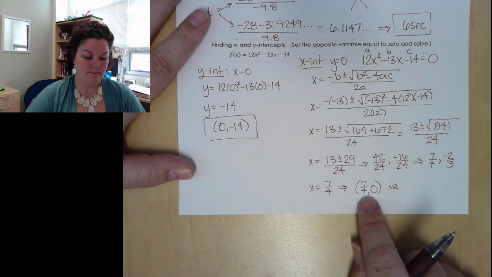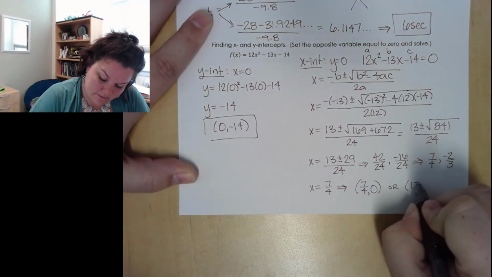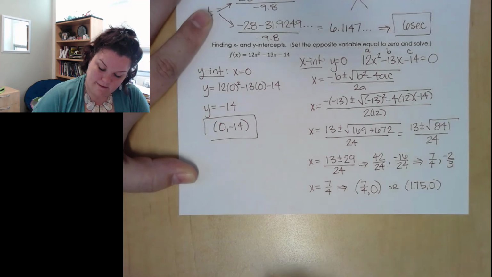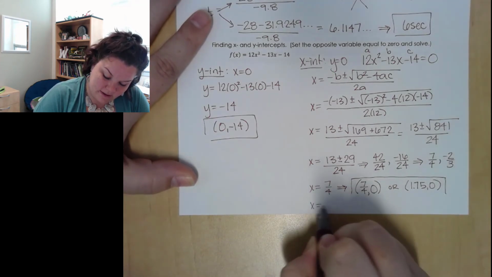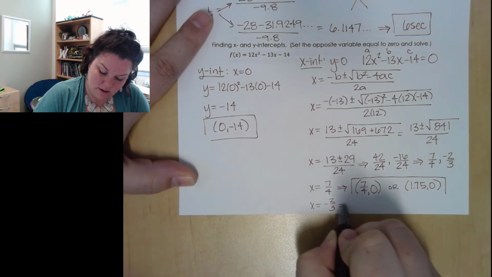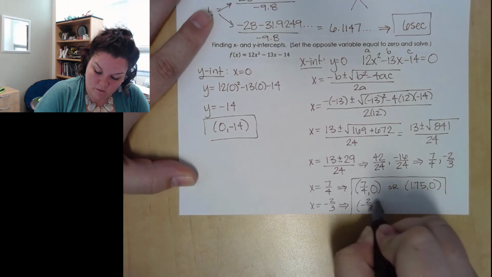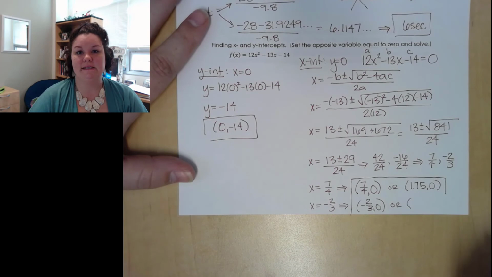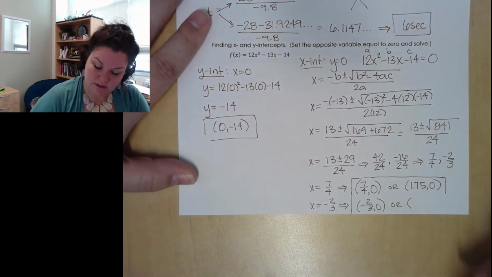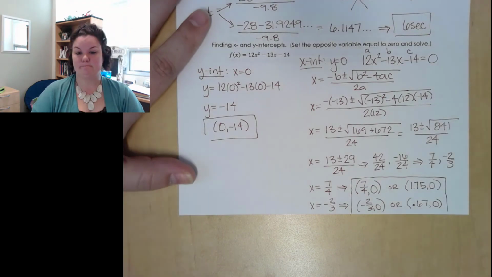If I do 7 divided by 4, I get 1.75, so this would be 1.75 comma 0. Okay, so those are my first x-intercepts. And then when I do x equals negative 2/3, I could write that as negative 2/3 comma 0, or in decimal form, that one doesn't come out pretty. It's like 0.6666666, so I'm just going to round to 2 decimal places. So 0.67 comma 0.